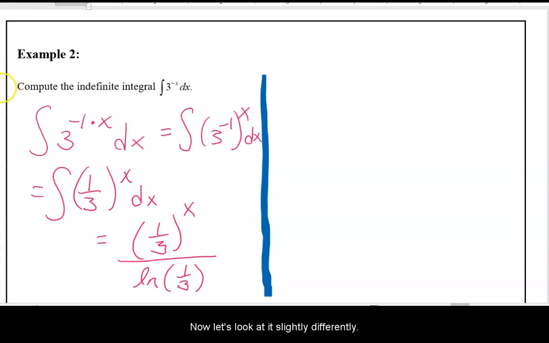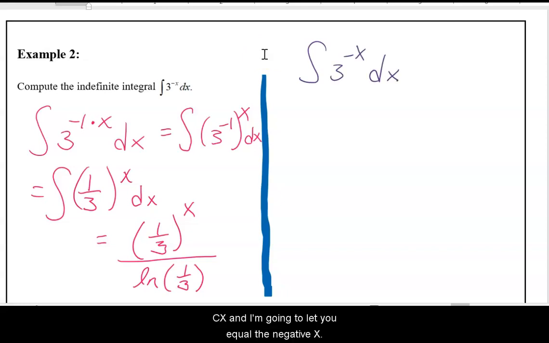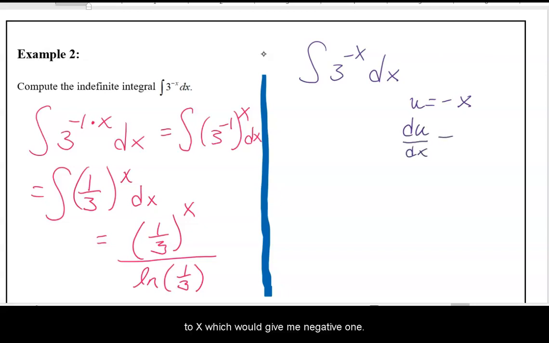Now let's look at it slightly differently. Let's do this one again, but instead let's use a u substitution. In this case, I'm going to look at the problem 3 to the negative x dx, and I'm going to let u equal the negative x. Remember that we take the derivative of u with respect to x, which would give me -1.